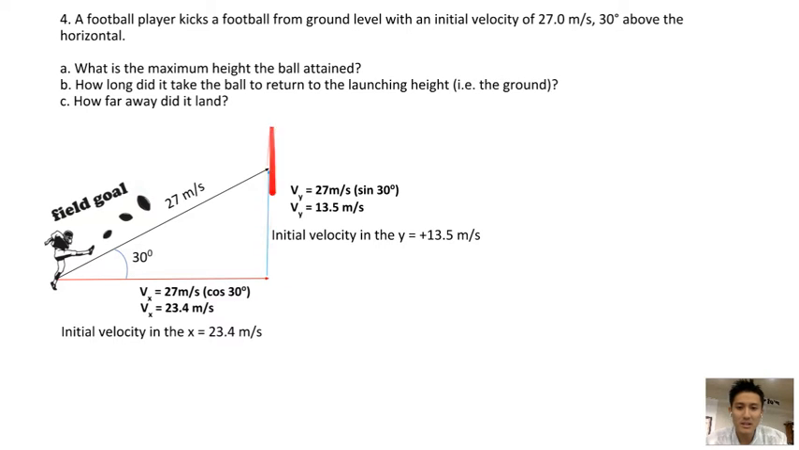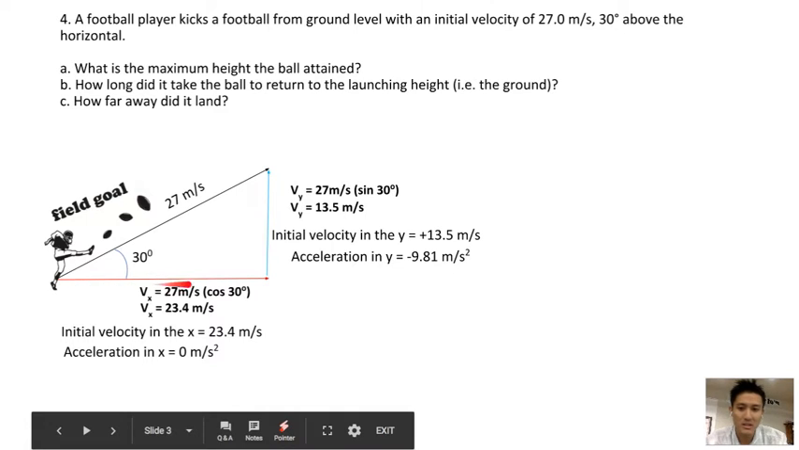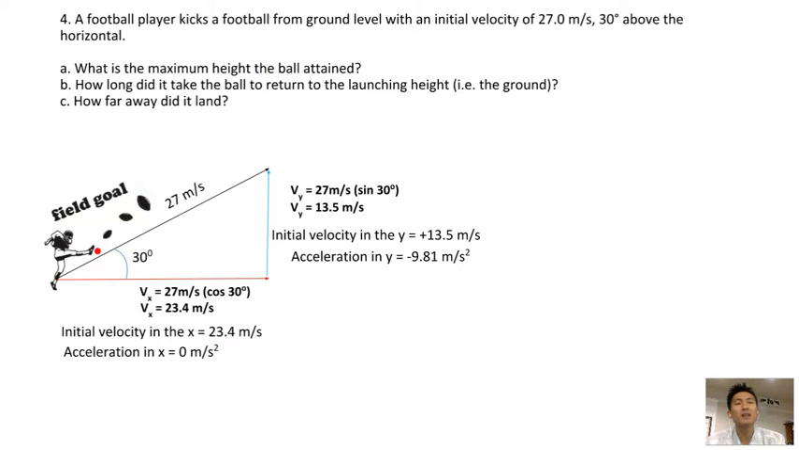Our acceleration in the y-axis is always negative 9.81 meters per second squared. And then our acceleration in the x direction is going to be 0. Our velocity is going to be constantly that number. And so we're going to look at this first one, maximum height. And so if you think about it, you think about this ball kicking, he kicks a field goal, and it reaches a certain height, and then it falls back down.